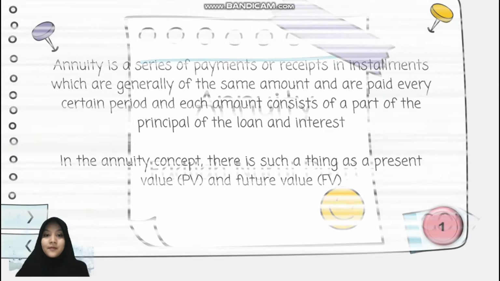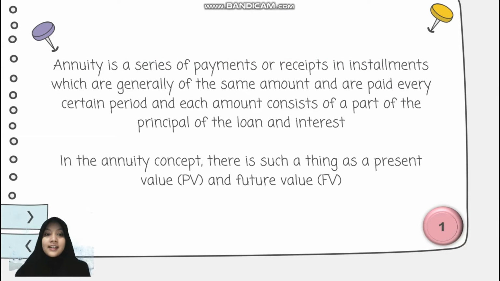Annuity. Annuity is a series of payments or receipts in installments which are generally of the same amount and are paid every certain period, and each amount consists of a part of the principal of the loan and interest. In the annuity concept, there is such a thing as present value or PV and future value or FV.